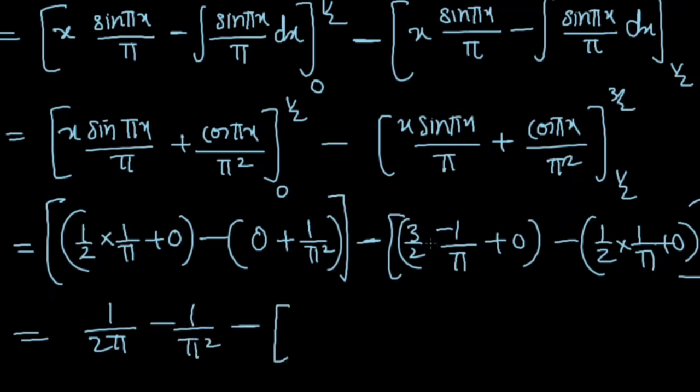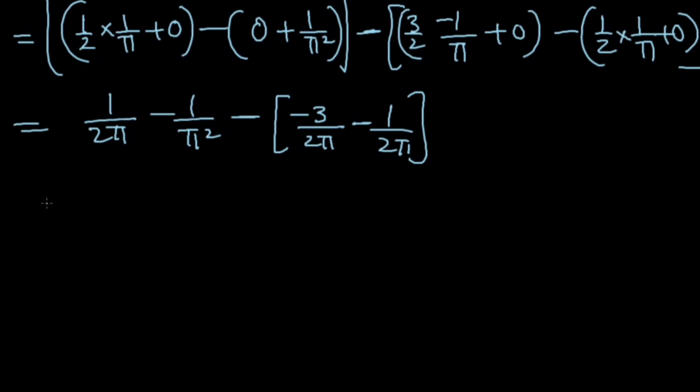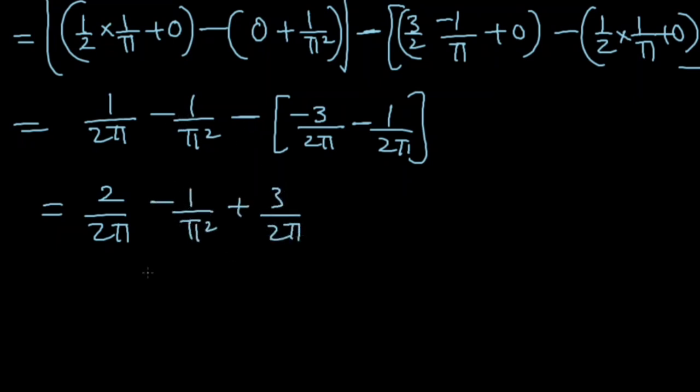Minus, open the bracket: minus 3 by 2 pi minus 1 by 2 pi. In the further step we can do 1 by 2 pi, minus to minus plus 1 by 2 pi, plus 1 by 2 pi is 2 by 2 pi. Next, minus 1 by pi square plus 3 by 2 pi. 2 by 2 pi plus 3 by 2 pi is 5 by 2 pi, minus 1 by pi square. Therefore, this is the solution.